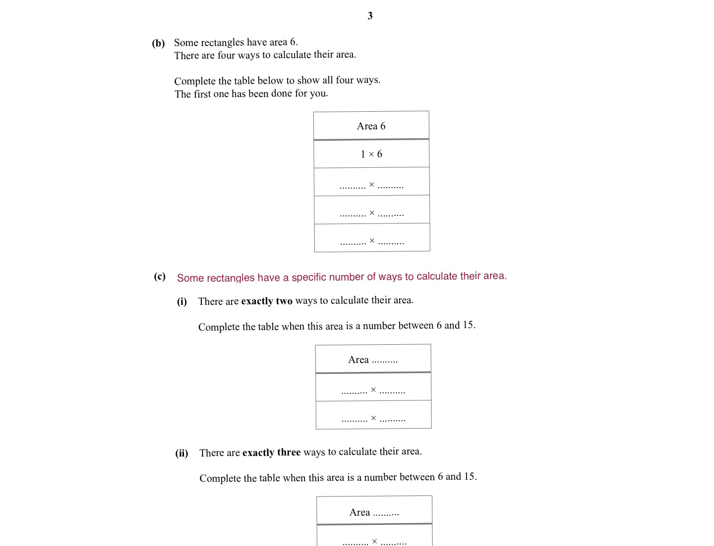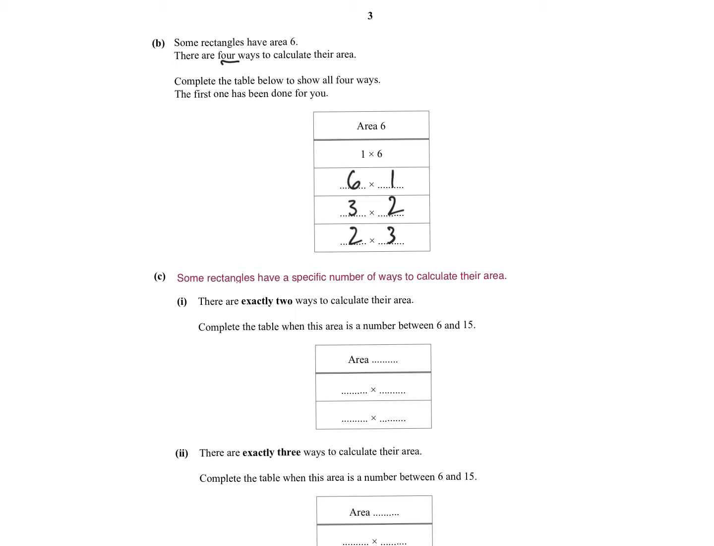Some rectangles have an area of 6. There are 4 ways to calculate their area. So this question tells you how many ways you're meant to find. Complete the table to show all 4 ways. Well, they've already given away 1x6. 6x1 is going to be the other one. And then what else has an area of 6? Well, 3 times 2, and then I know from the previous example that I can do that the other way.